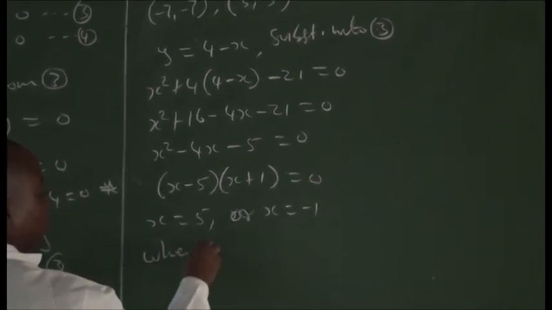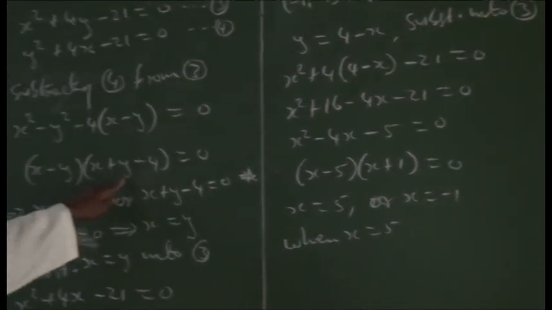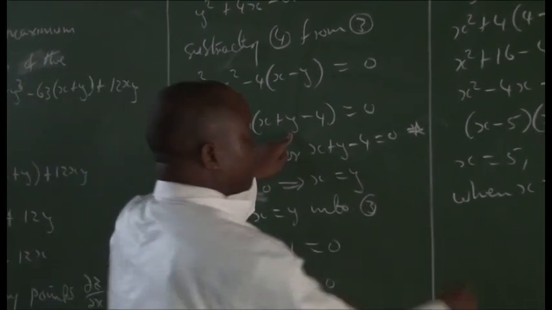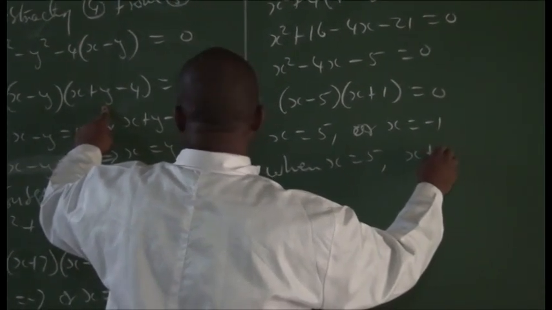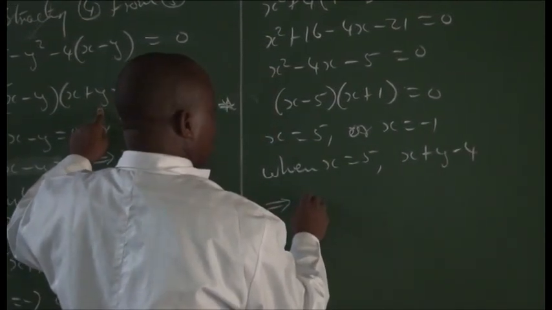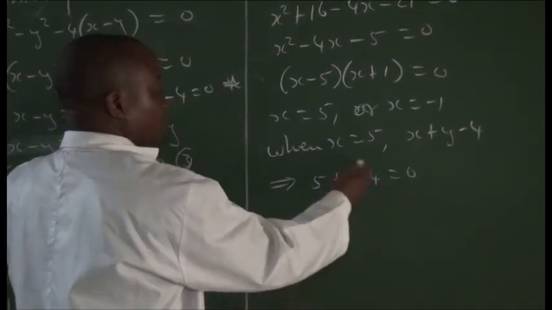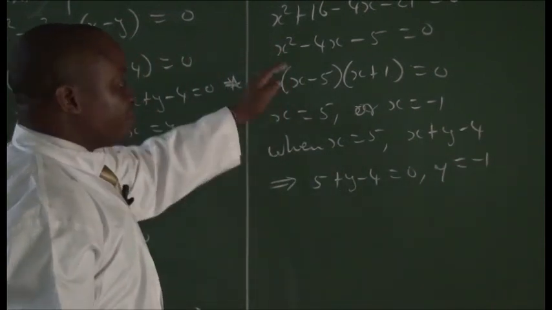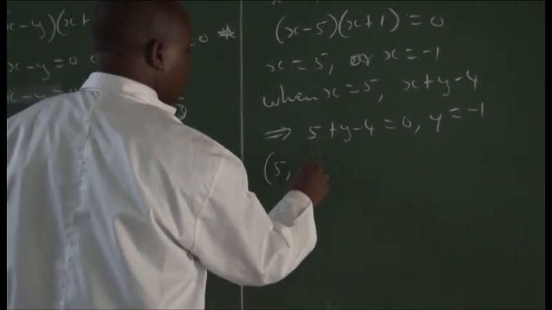So when x equals 5, if you substitute it here, you have x plus y minus 4 equals 0, that will imply 5 plus y minus 4 equals 0. So what is that? It means that y equals minus 1. So when x equals 5, y is minus 1. We have a point there: x is 5, y is minus 1.